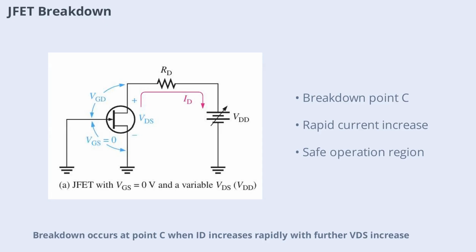Breakdown occurs at point C when ID increases rapidly with further VDS increase. Operating beyond this point can cause irreversible damage. JFETs are always operated below breakdown within the active region. Understanding breakdown is essential for ensuring device longevity and safe circuit operation.